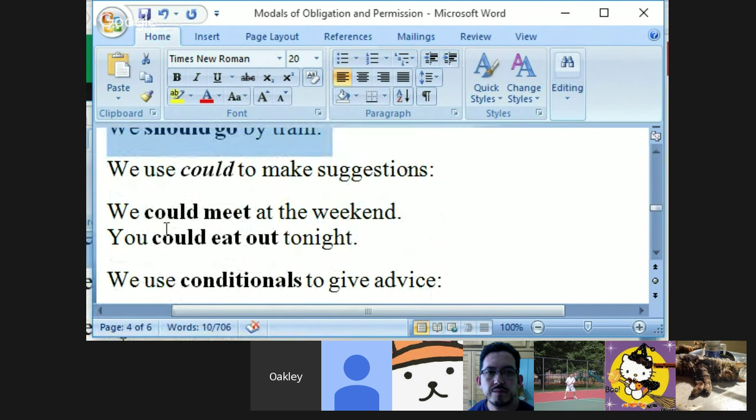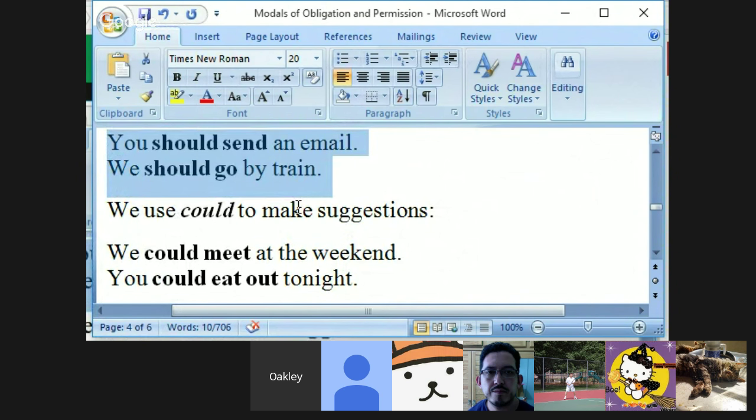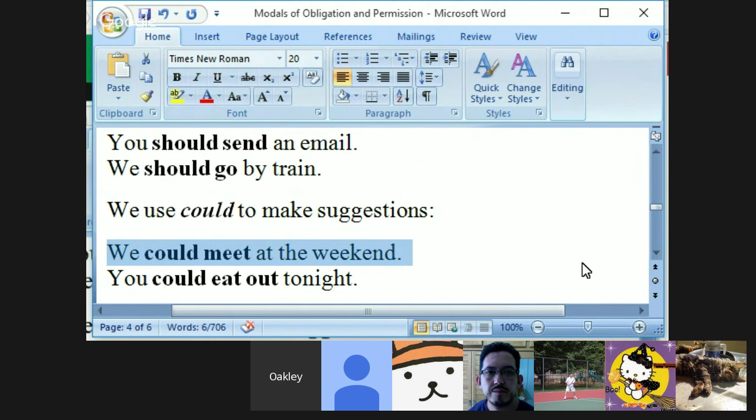It takes a little trick of intonation, however. We should meet at the weekend, all right? That's a suggestion. If I'm going to use could, we do a little trick of intonation. We could meet at the weekend. Now here's a little bit of an exception to what I said earlier in the class, where I said that we normally emphasize negatives, negative contractions and negatives with modals. Here, I would say it like, we could meet at the weekend, or you could eat out tonight.